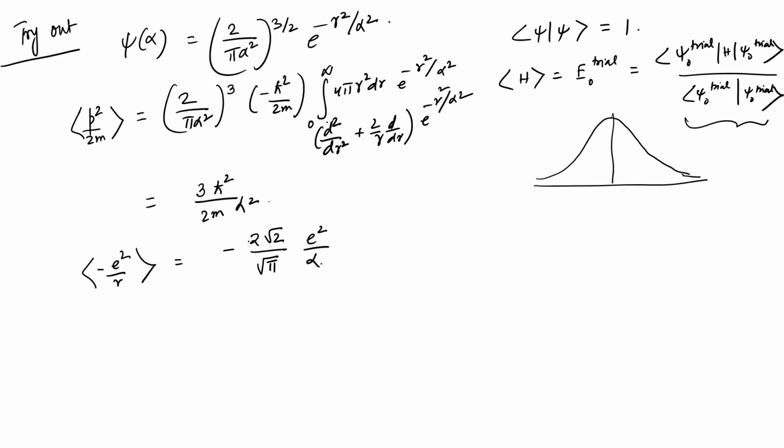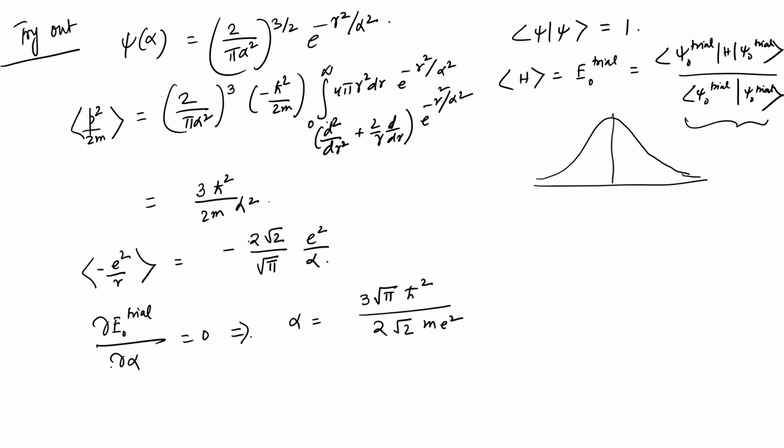Okay. So, now if you do del E0 trial over del alpha, and put that equal to 0, this will give us alpha equal to 3 root pi ħ² divided by 2 root 2 m e².